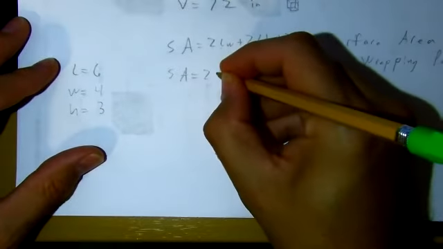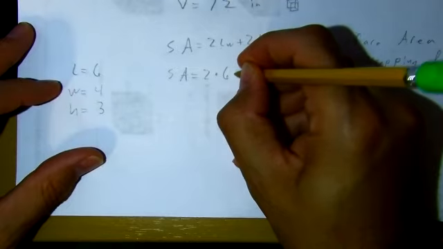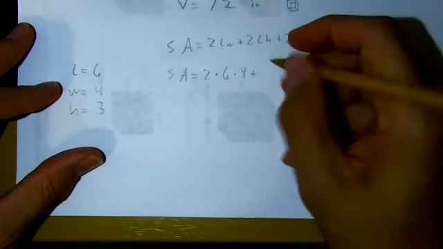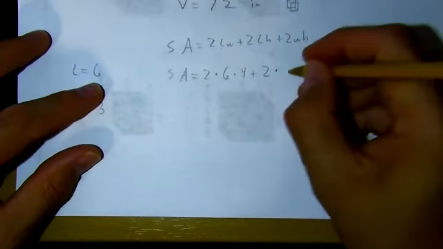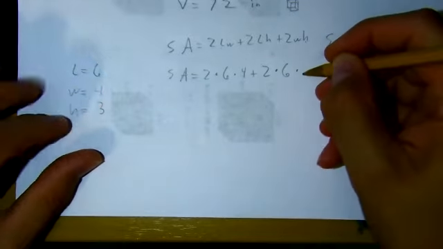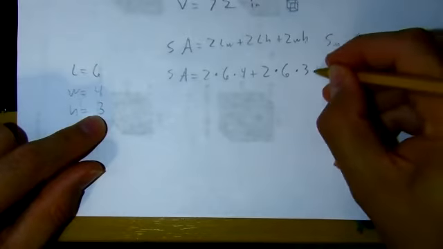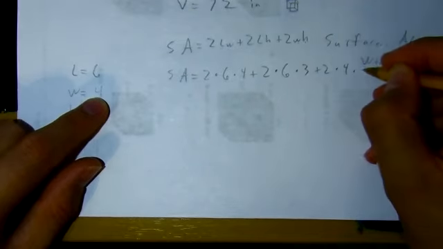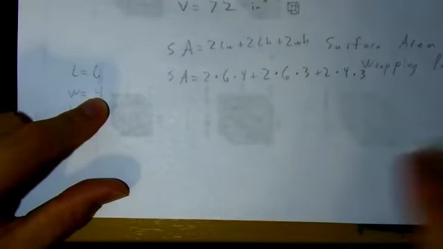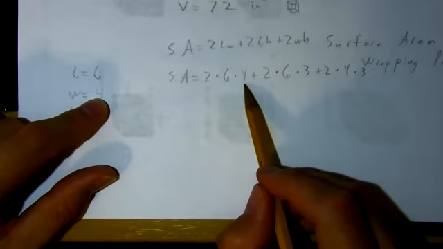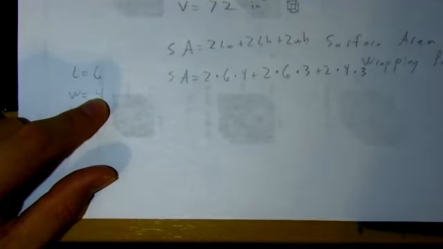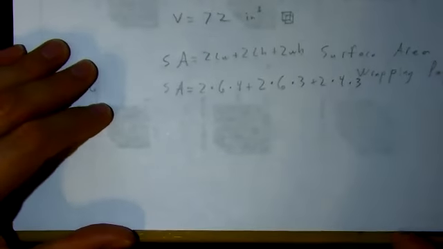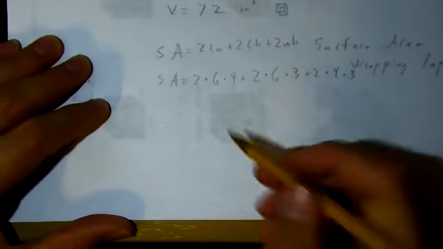So you've got 2 times 6 times 4 plus 2 times 6 times 3 plus 2 times 4 times 3. Now you can punch this entire thing into the calculator. Some people like to punch in each little section and then add them all together. That's okay. I'm doing mine without a calculator. You will have a calculator on the GED, so if you can practice that, that will help you.